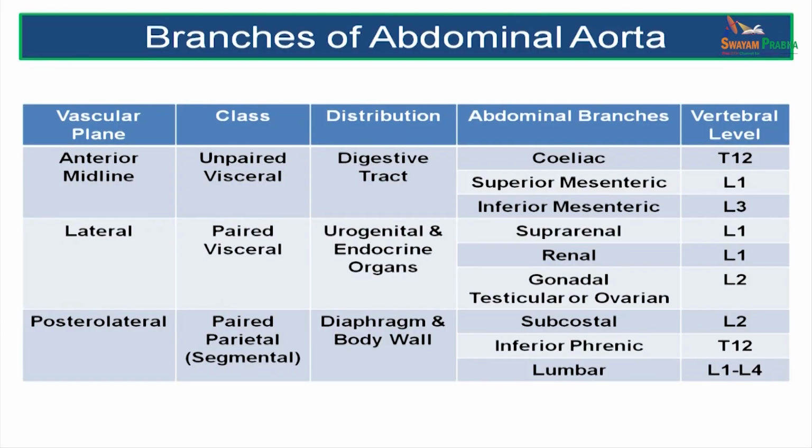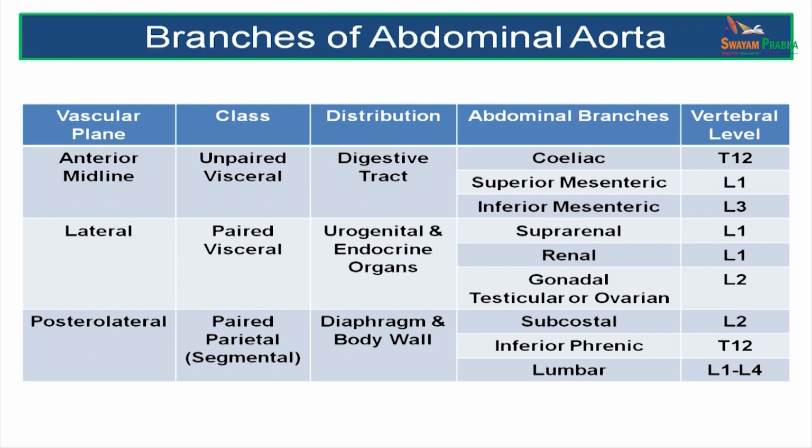Let's look at a tabular description of all the various branches of the abdominal aorta. We start with the anterior midline, unpaired visceral branches to the digestive tract. Which are these? The celiac, superior mesenteric and inferior mesenteric arteries. Next come the lateral paired branches, which are also visceral, to the urogenital and endocrine organs: the suprarenal, the renal, and the gonadal, which is testicular or ovarian.